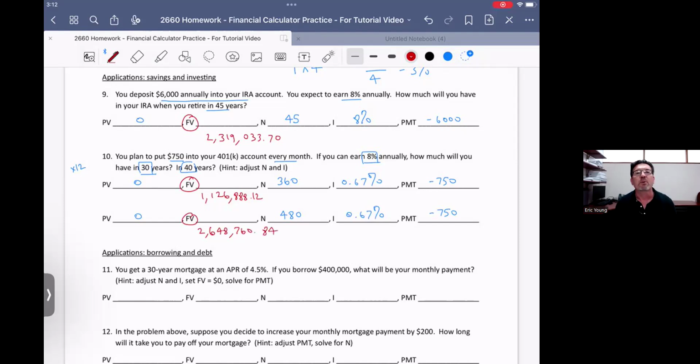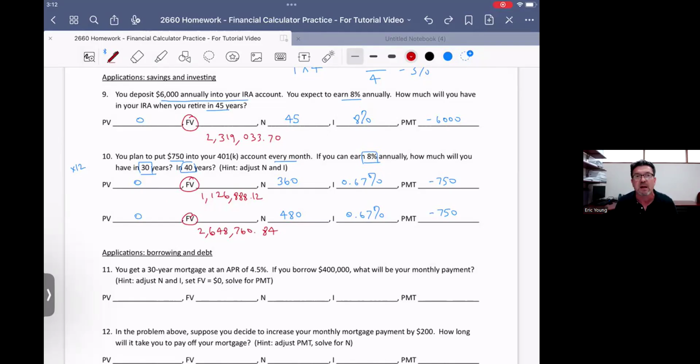$2,648,760.84. People who don't understand finance, they can't imagine. They say, you're getting more than double the money, but you didn't leave your money in for double the time. How is that possible? And that's that magic of exponential growth and compound interest. By starting early, those first 10 years had even more time to grow. Okay, so that's a lesson for you.